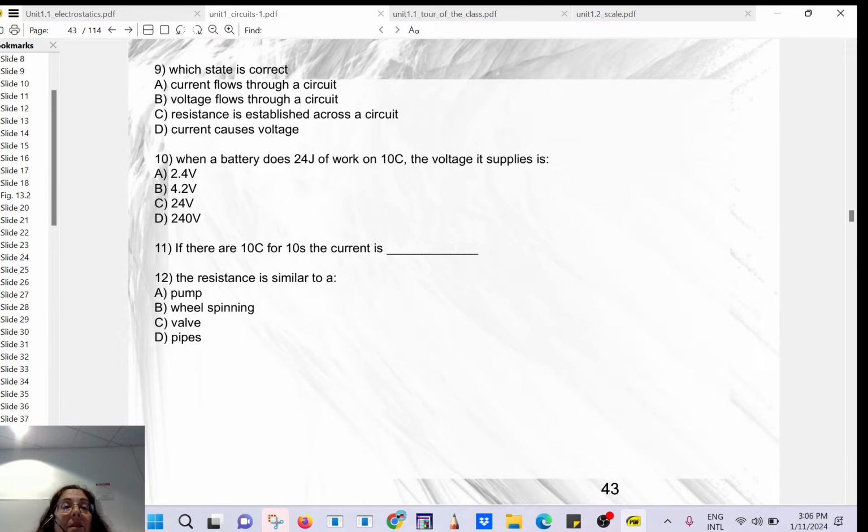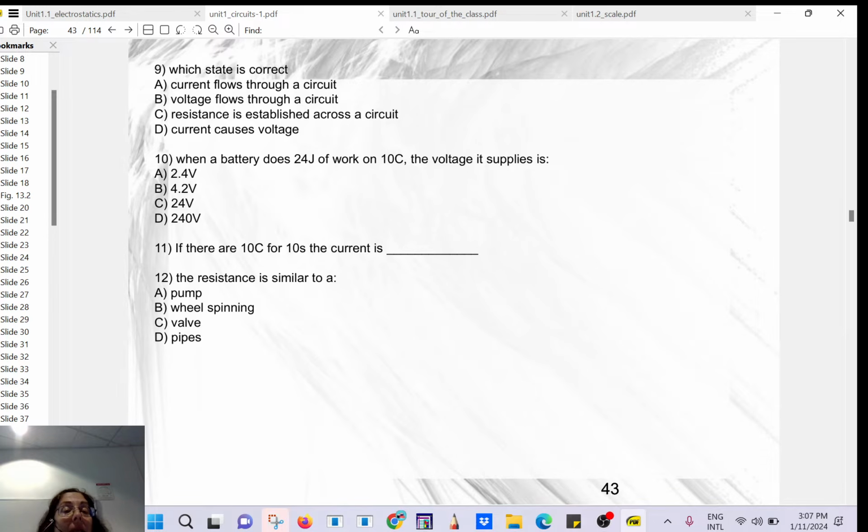Okay, what is correct? A. Okay, so the current flows through a circuit. And okay, so if you have 24 joules for 10 coulombs, so the voltage supplied will be A, very good, okay, joule per coulomb. So each coulomb will get 2.4 joules.